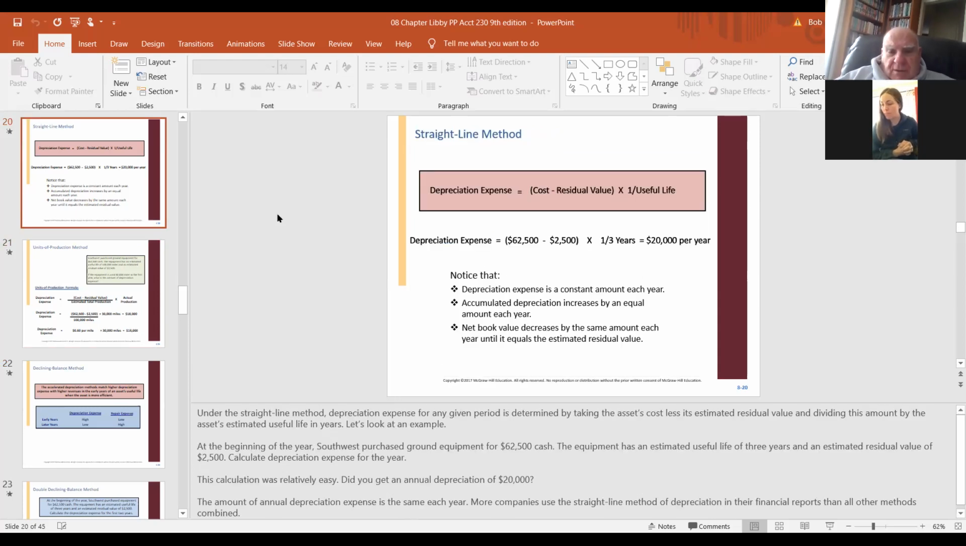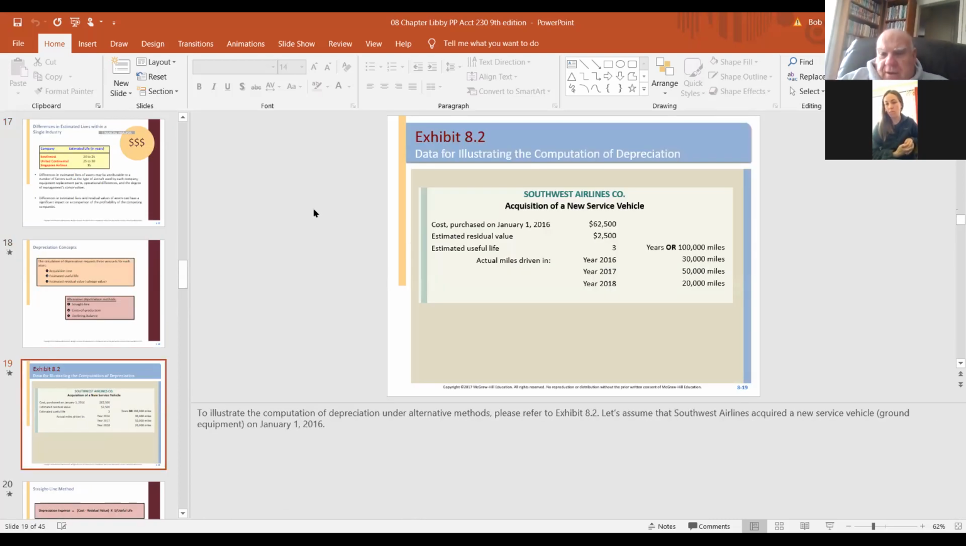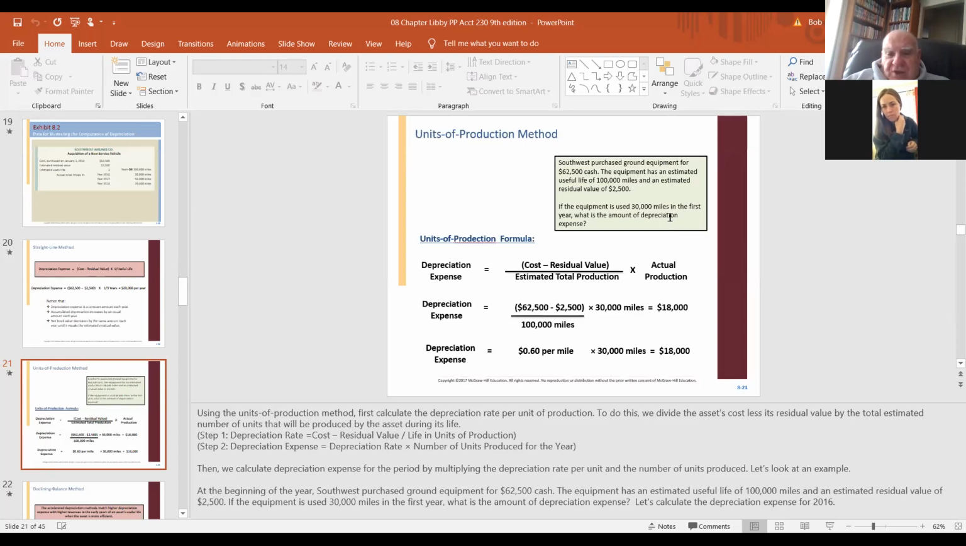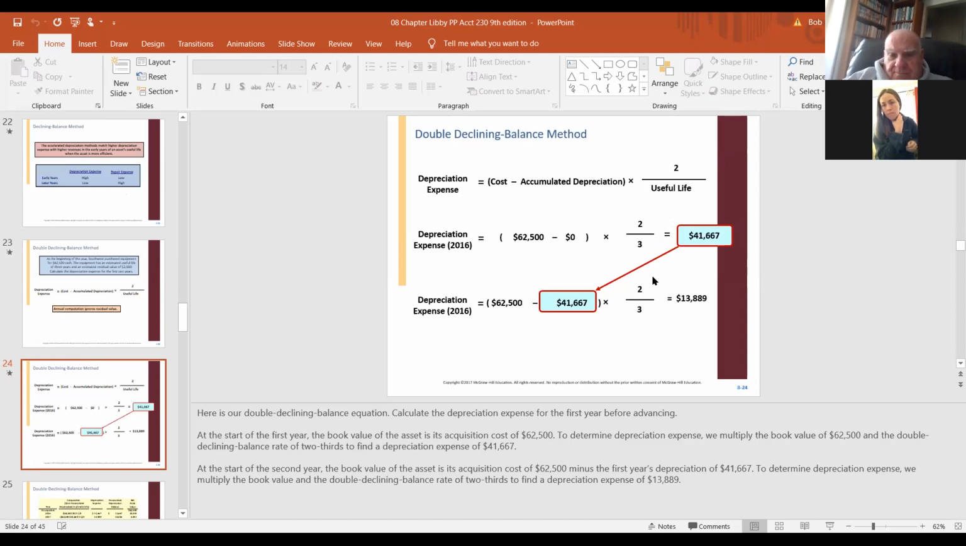Units of production, we don't care about years. We care about, in this case, miles. This machine or whatever it is expected to travel 100,000 miles. And the depreciable value, again, is just the 60,000. So dollars per mile means divide the 60,000 by 100,000, and you come up with 60 cents a mile. And here's your calculation.